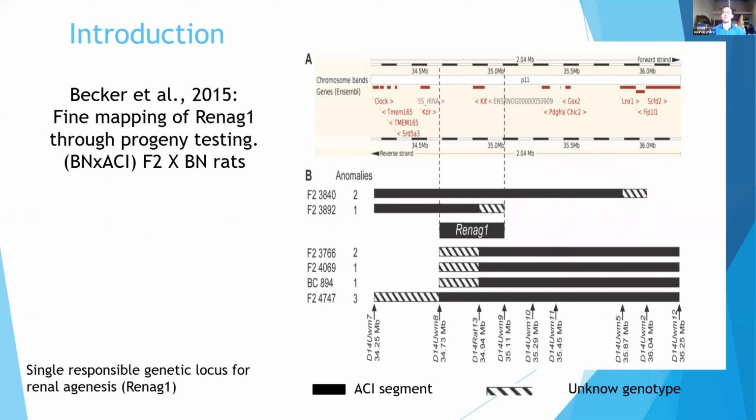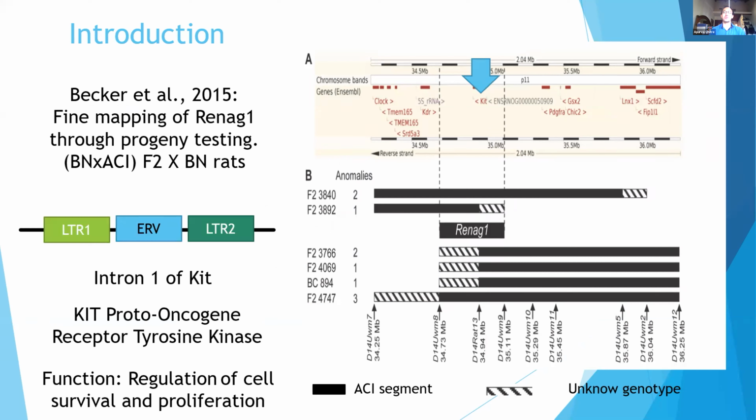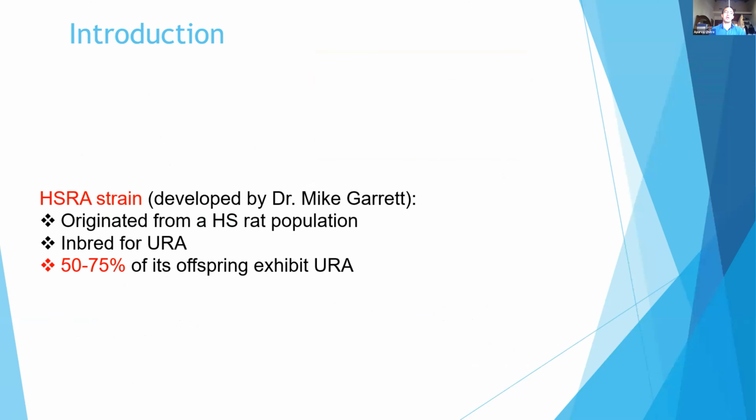It has been named Renal1. It only harbors the KIT gene, so this gene has been described as the most probable candidate gene for this specific phenotype. An insertion located in intron 1 of this gene has also been reported. It's an endogenous retrovirus, and you have the representation here. It's composed of 3 different elements, 2 long terminal repeats and 1 endogenous retrovirus sequence. This gene encodes KIT proto-oncogene receptor tyrosine kinase, which is involved in regulation of cell survival and proliferation.